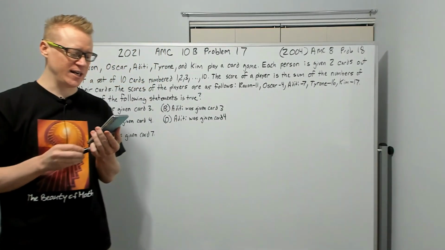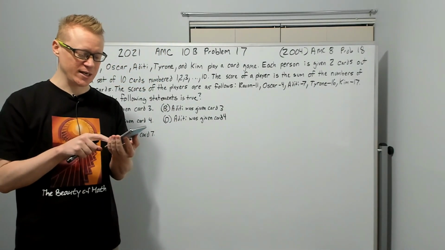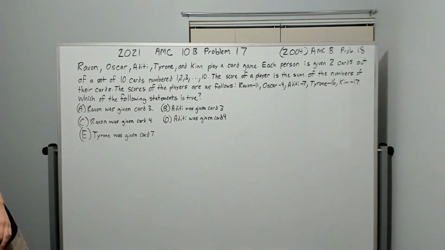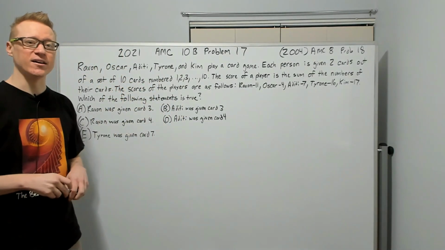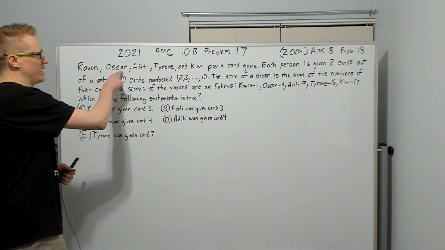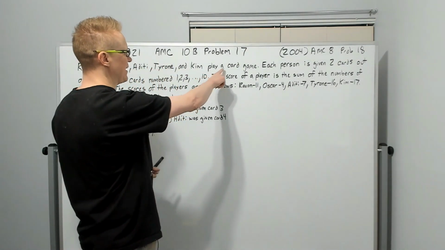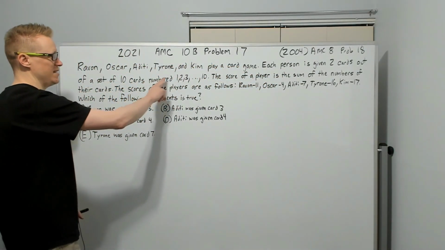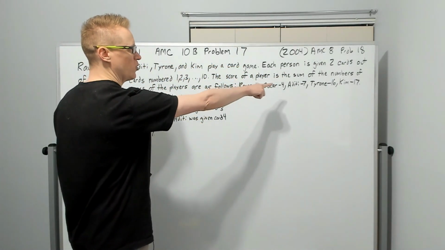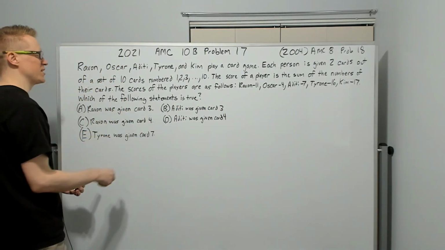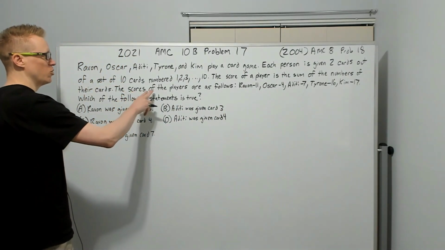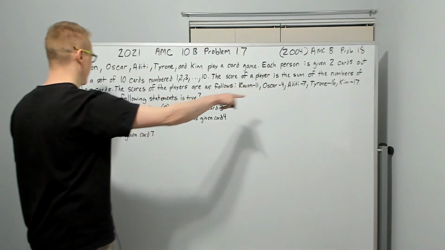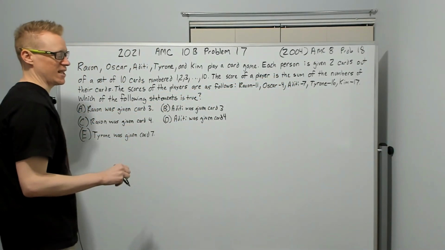It's 5 friends competing in a dart throwing contest. It is a very similar tactical approach to this problem here. Let's get into it. Ravon, Oscar, Aditi, Tyrone, and Kim play a card game. Each person is given 2 cards out of a set of 10 numbered 1 through 10. The score of a player is the sum of the numbers of their cards. The scores of the players are as follows. Ravon, Oscar, Aditi, Tyrone, Kim. Which of the following statements is true?